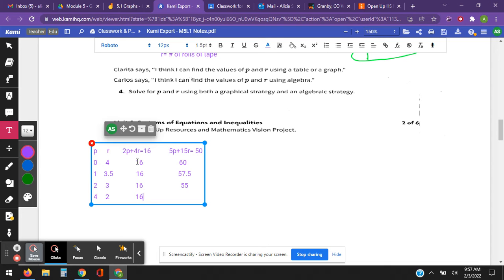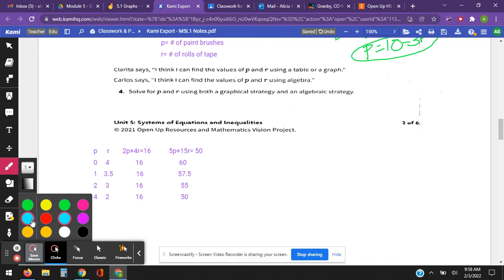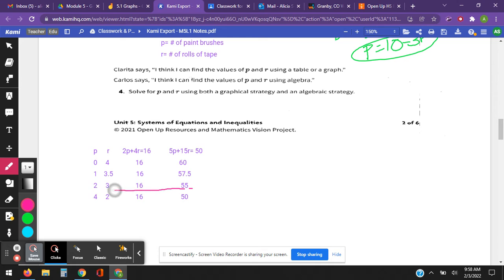And then I come over here. 4 times 5 is 20. 2 times 15 is 30. 20 plus 30 is 50. So using this method, I was able to use some logic to figure out those prices.